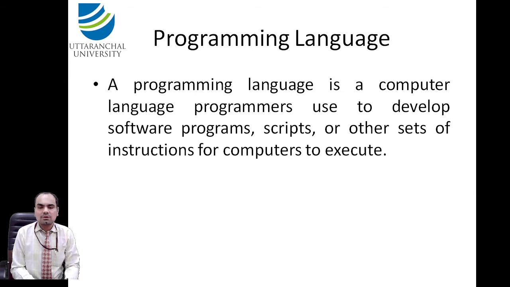First thing is, what is programming language? A programming language is a formal language, or we can say it is a computer programming language. It is used to implement any kind of algorithm, or to develop software programs, scripts, or other sets of instructions for a computer to execute. There are various types of languages.